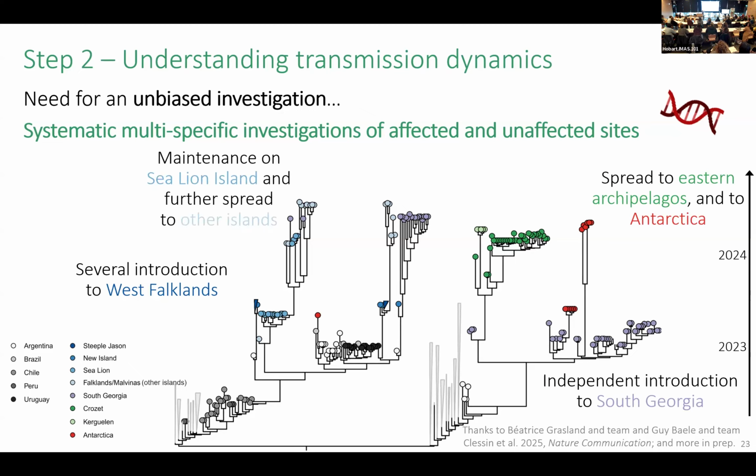Now, if you move to the second year, so you move here to 2024, we can see that the new outbreaks are coming from the outbreaks from before. So the virus was actually maintained in the Falkland Islands. So we have overwinter maintenance of the virus there, and then it further spread to more islands.